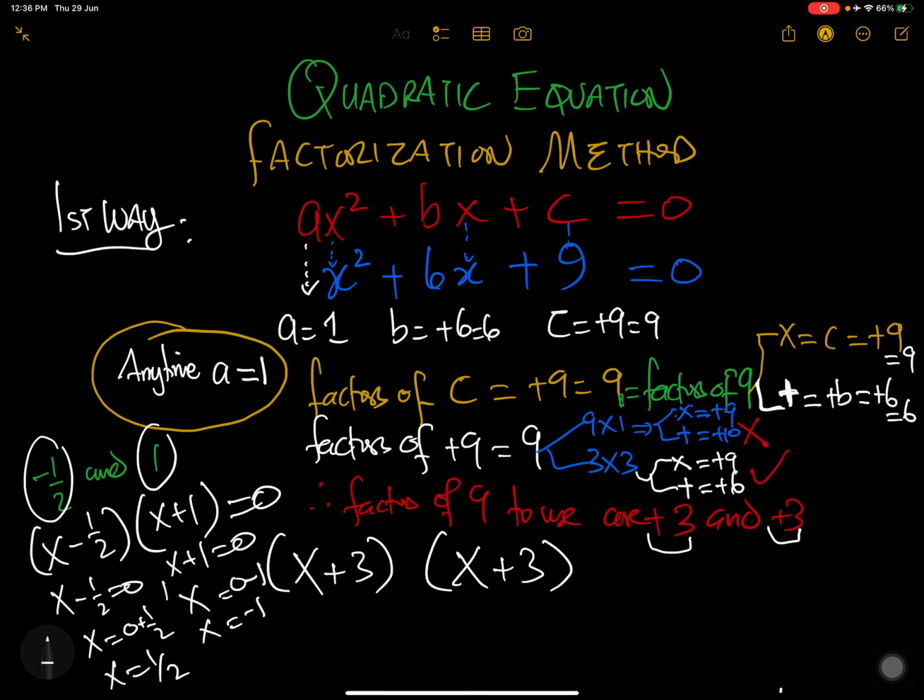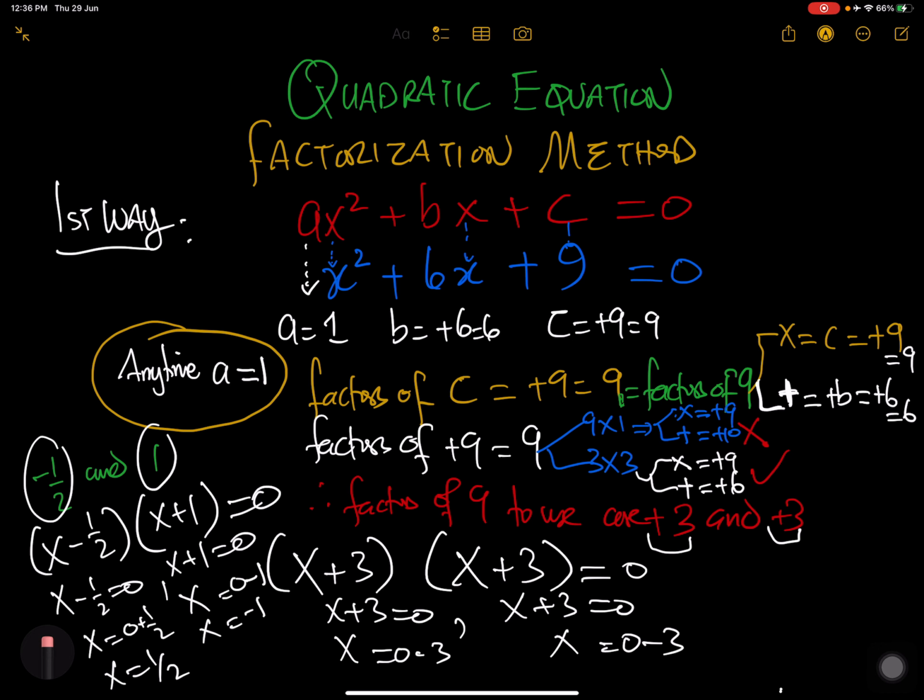In that order. So here, we're going to equate to 0. We get x plus 3 is equal to 0. x plus 3 is also equal to 0. They are the same. So x is equal to 0 minus 3. x is equal to 0 minus 3. In that order. So that's the first way we are going to be able to do a factorization.